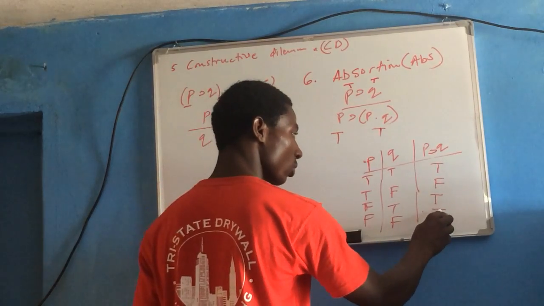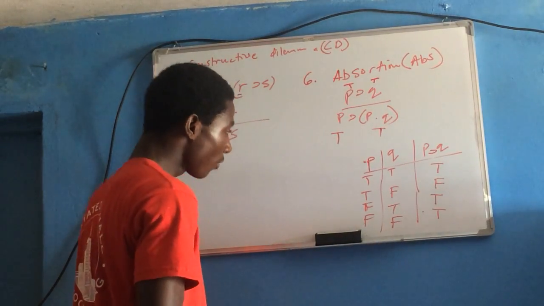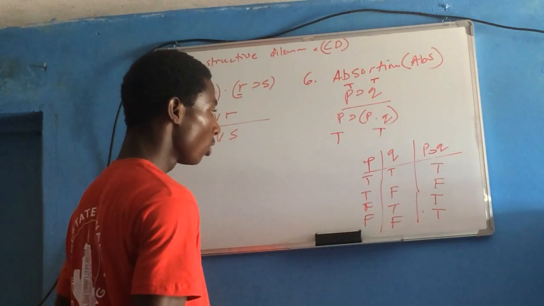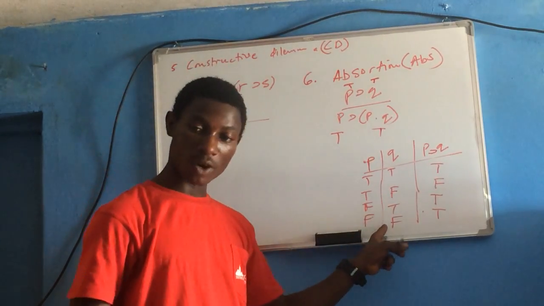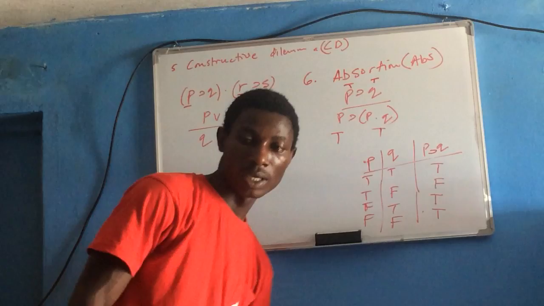Now this is the thing I always see that they change. Let's say false implies true is true. Okay, false implies true is true. False implies false is true. Do you understand this thing?